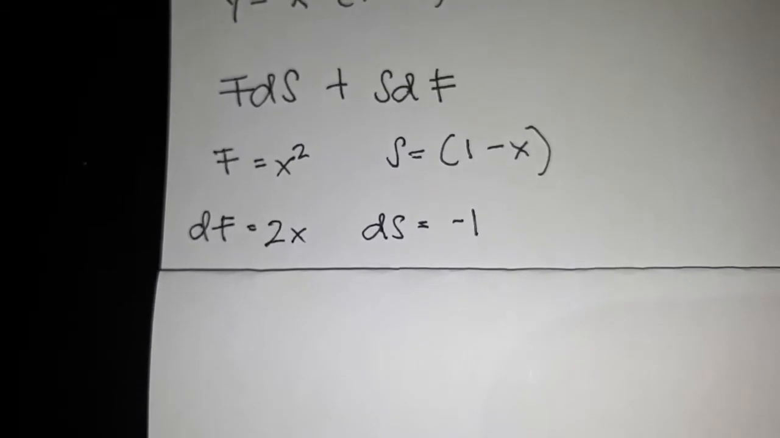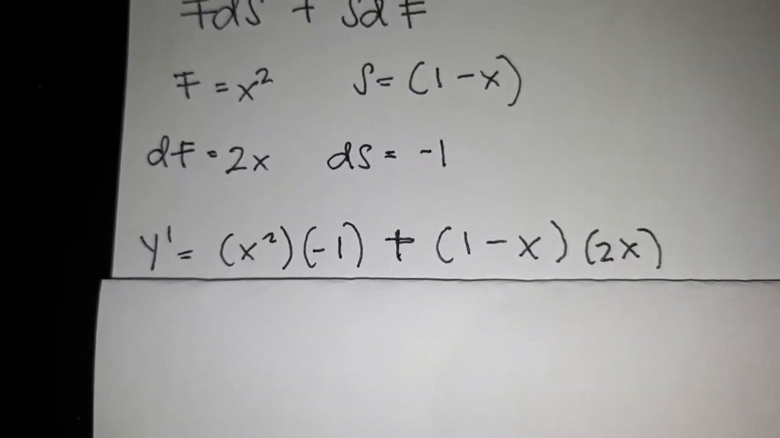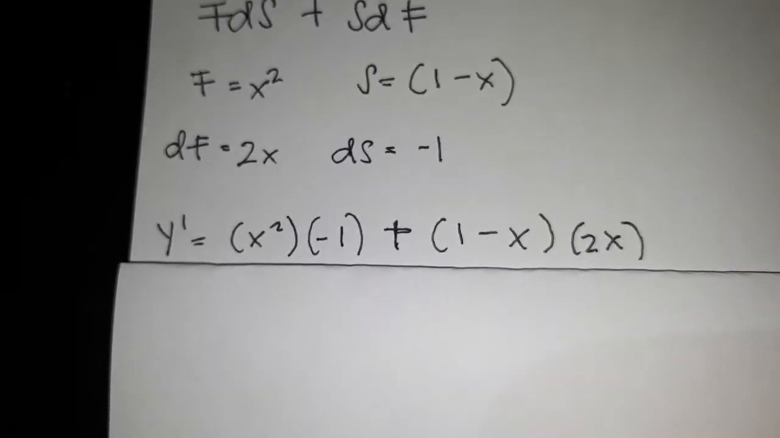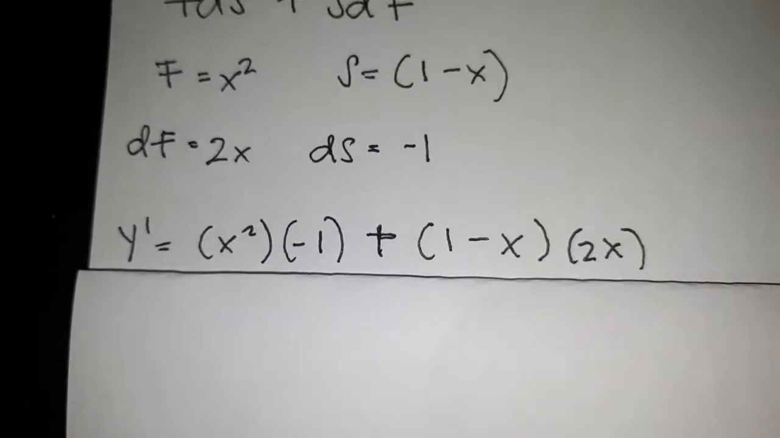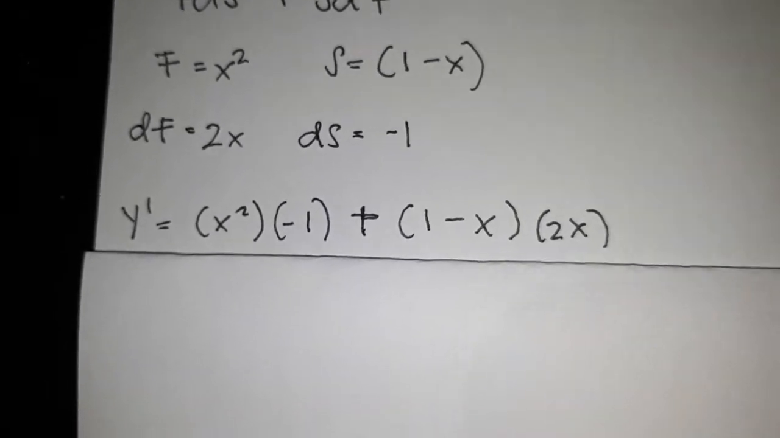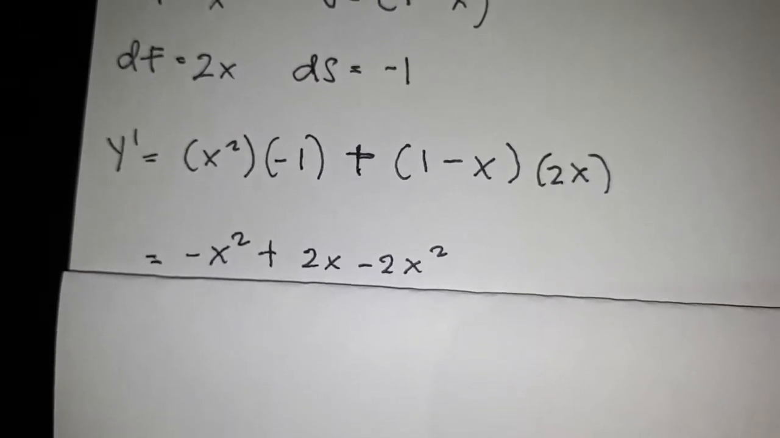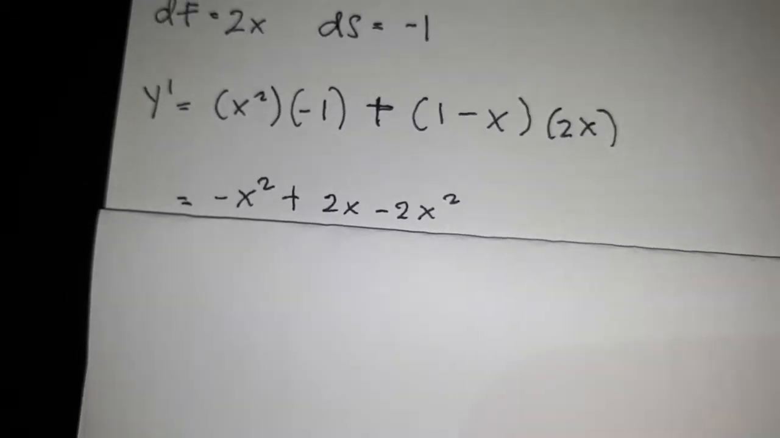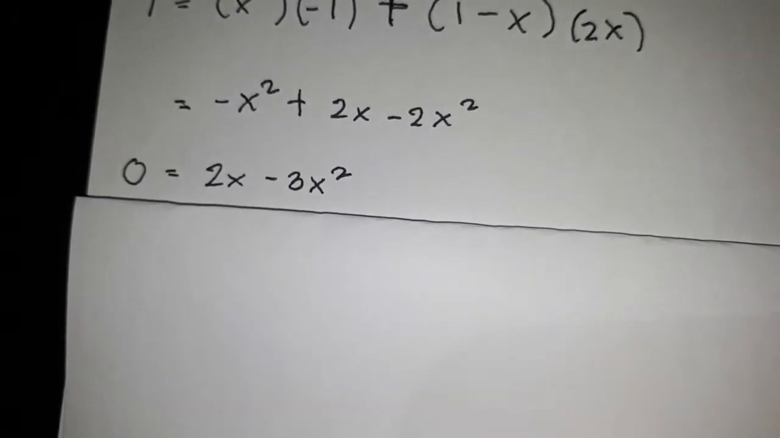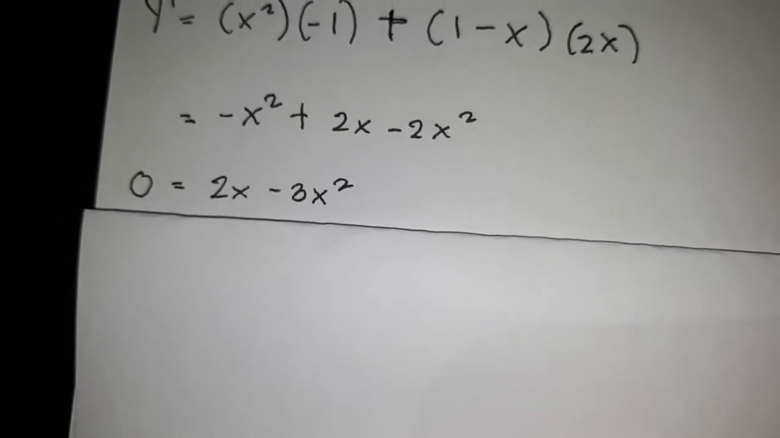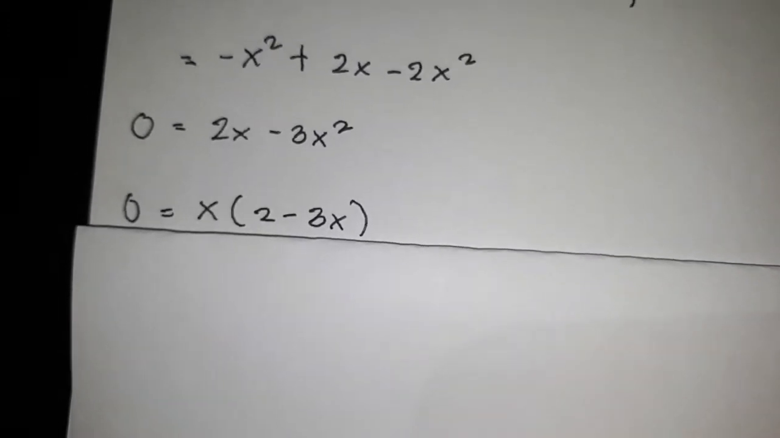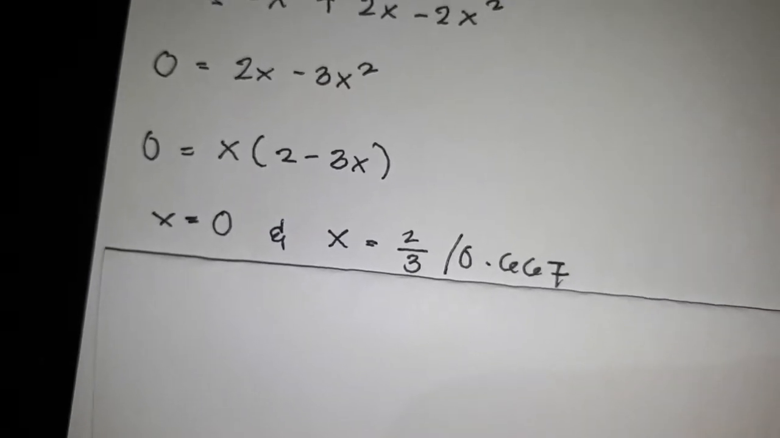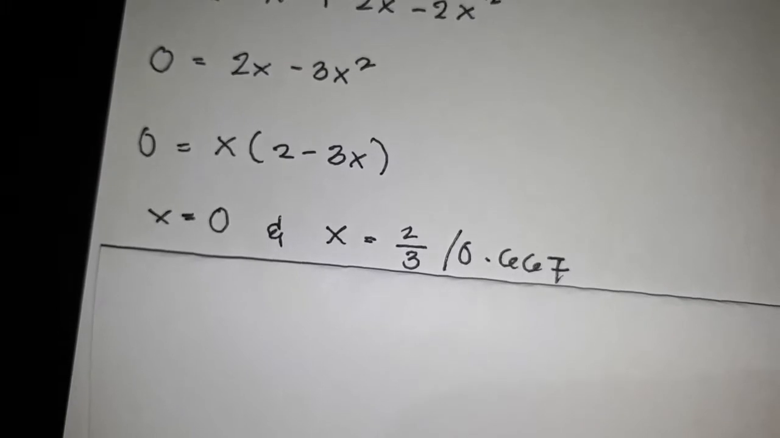After having all the values for the product rule, we need to input it to get y prime is equal to x squared times negative 1 plus 1 minus x times 2x. Then, we multiply x squared and negative 1 and 1 minus x and 2x to get negative x squared plus 2x minus 2x squared. After that, we equate it to 0 and combine like terms, which will get 0 is equal to 2x minus 3x squared. After that, we factor it out to get 0 is equal to x times 2 minus 3x, which gives x is equal to 0 and x is equal to 2/3 or 0.667.